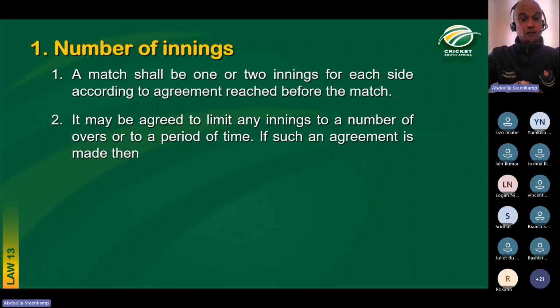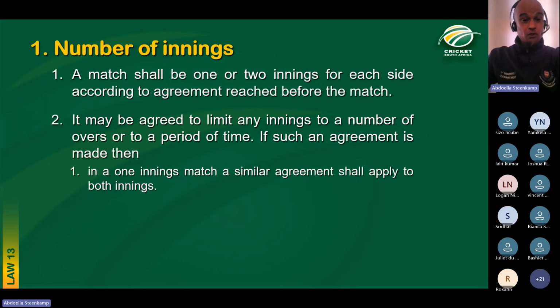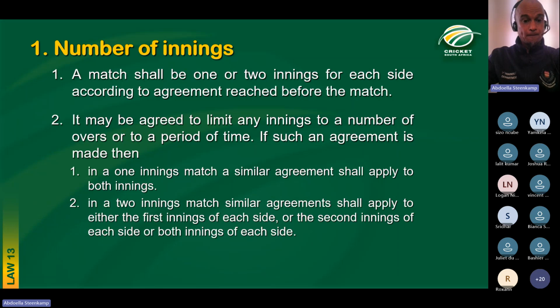So the law allows for that. Also, the law allows for, if you say first innings only 3 hours, once the 3 hours is completed, your first innings is done. So the law allows for these types of agreements to be made. And if you do make those types of agreements in a one innings match, a similar agreement needs to apply to both innings. So if it is a one innings match and you say it's 60 overs per side or 80 overs per side, both need to then face 80 overs. You cannot say side A, you get 60, side B, 80. No, it needs to be a similar amount of overs.